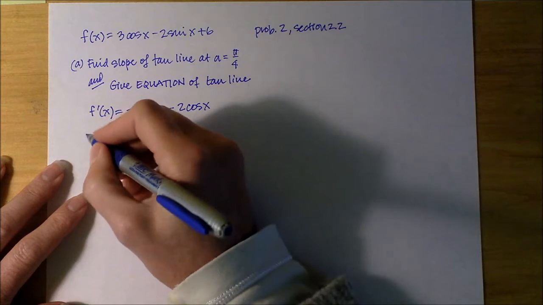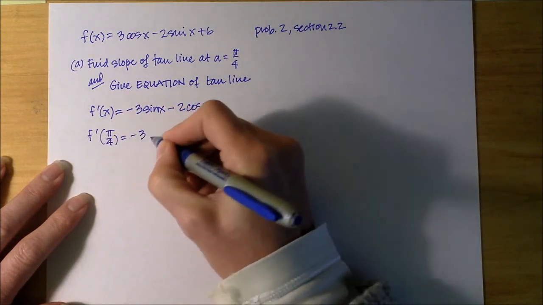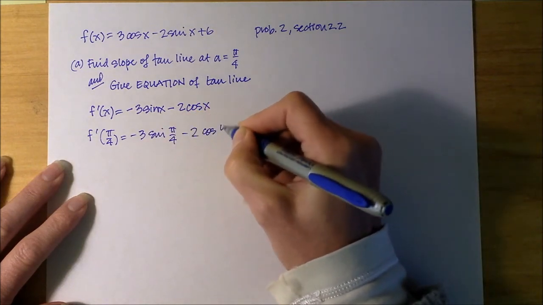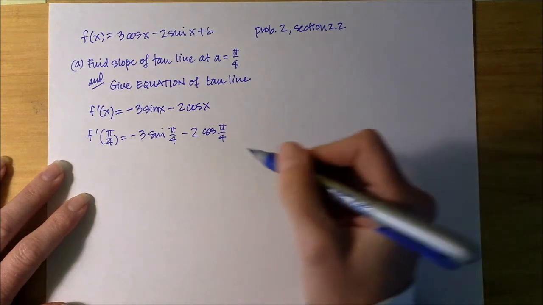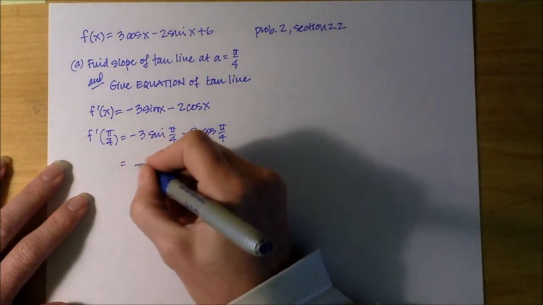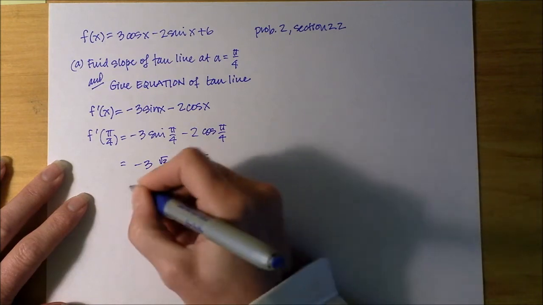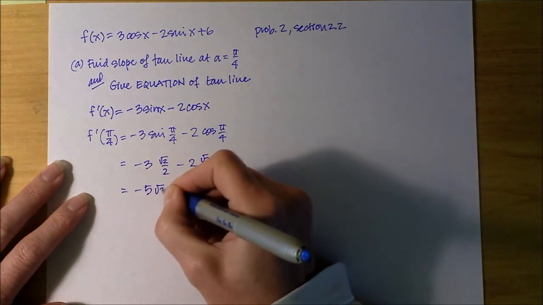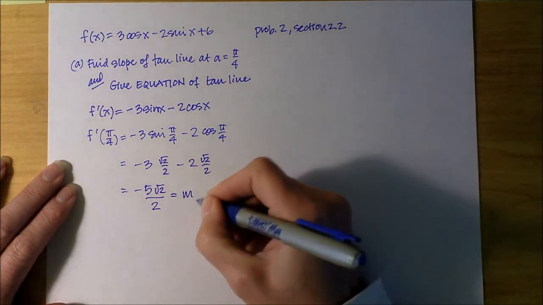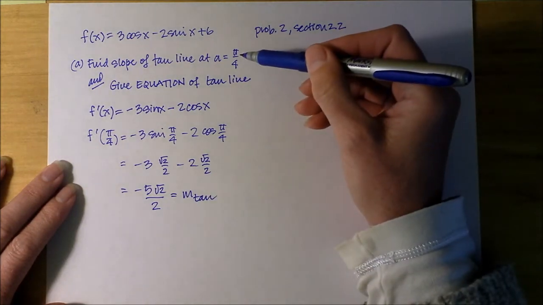So here's the derivative, and now we just need to plug in our point, which is given as pi over 4. So negative 3 times the sine of pi over 4 minus 2 times the cosine of pi over 4. The sine and the cosine of pi over 4 are both equal to root 2 over 2. So negative 3 times root 2 over 2 minus 2 times root 2 over 2. That makes negative 5 of them altogether, right? And so this is the slope of the tangent line. All right. So that answers the first part of the question.